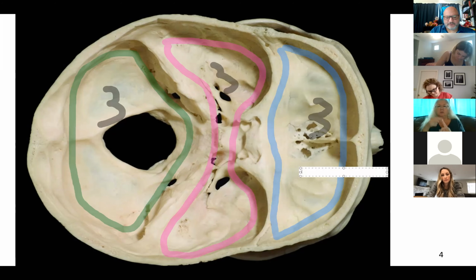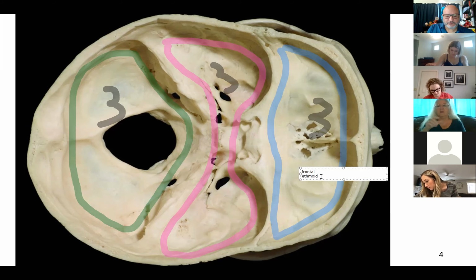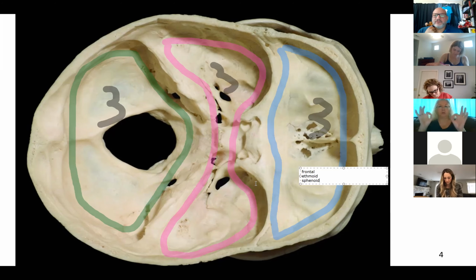Frontal, excellent. Ethmoid. Yeah, this one's got a great cribriform plate. Not so much the temporal, but what bone would this be right here, with the optic canals? Sphenoid. There you go. Perfect. Those are the three bones that form the anterior cranial fossa.